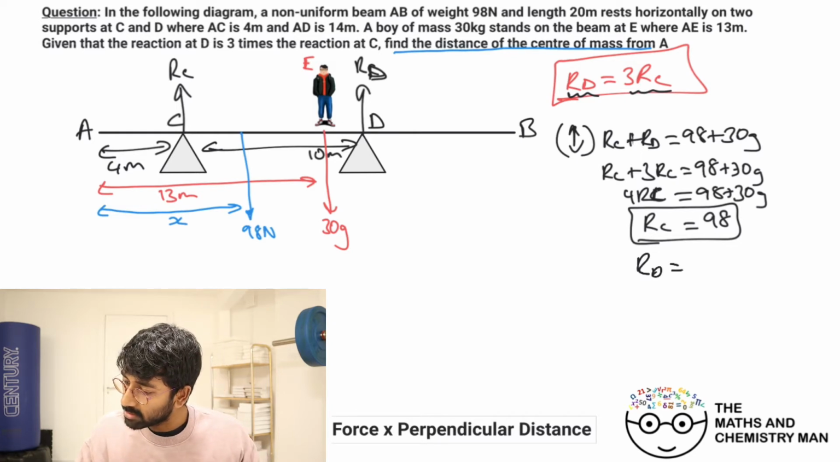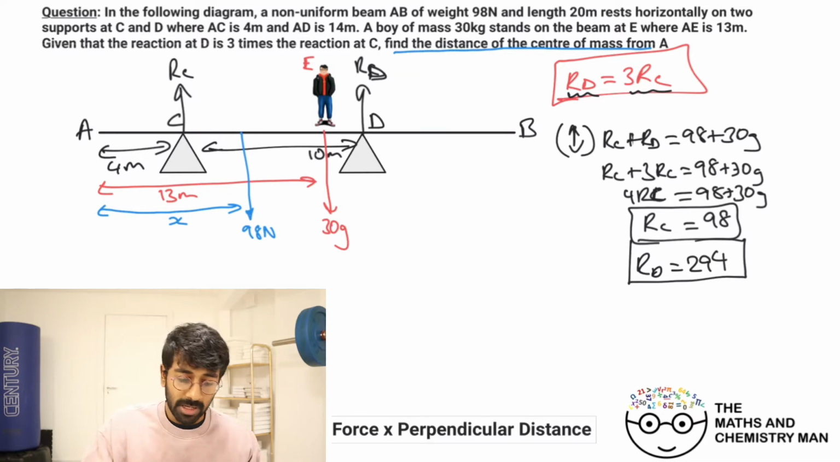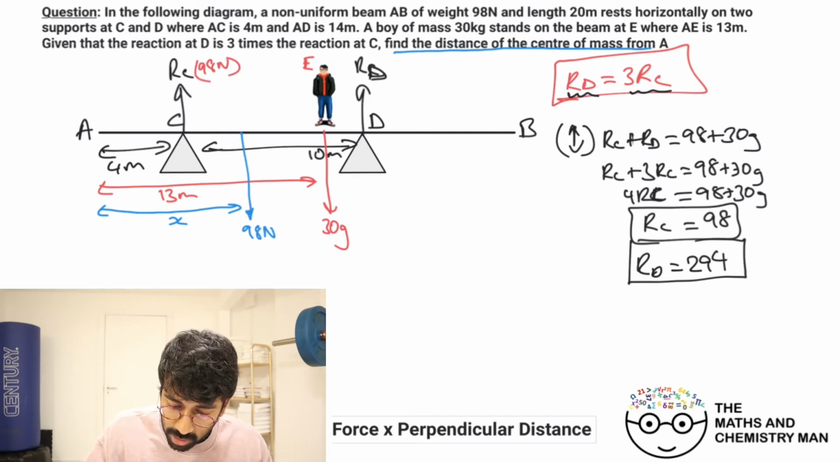What does that come out as? I think it's 294. There we go. Okay, we might as well fill that in on the diagram as well. So RC is 98 newtons, so we can put that there. And RD is 294 newtons, we put that there.